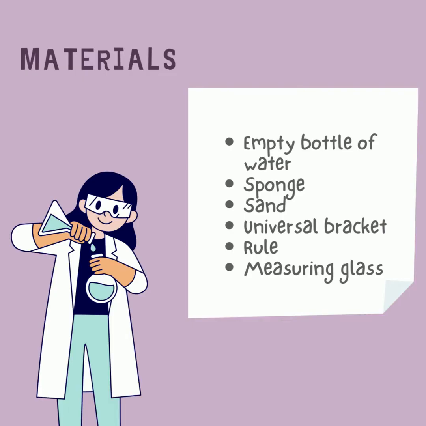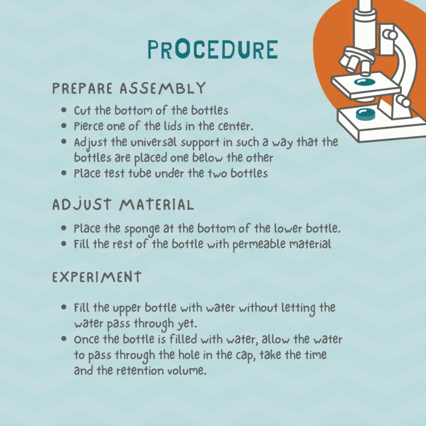The materials are an empty bottle of water, sponge, sand, universal bracket, ruler, and finally a measuring glass. Experimental procedure. First of all, it's necessary to assemble the montage in order to make the experiment. We have to cut the bottom of the bottles, pierce one of the lids in the center so the water can flow through it, and adjust the universal support in such a way that the bottles are placed one below the other. Place a test tube under the two bottles.